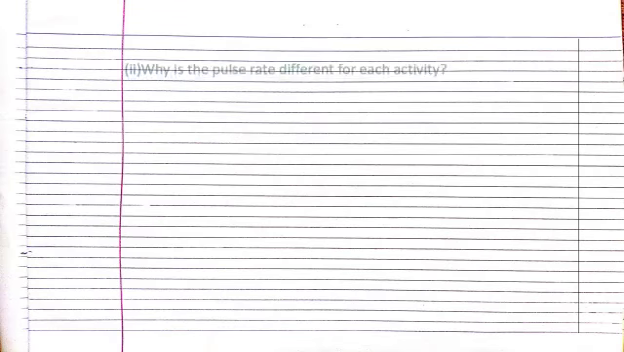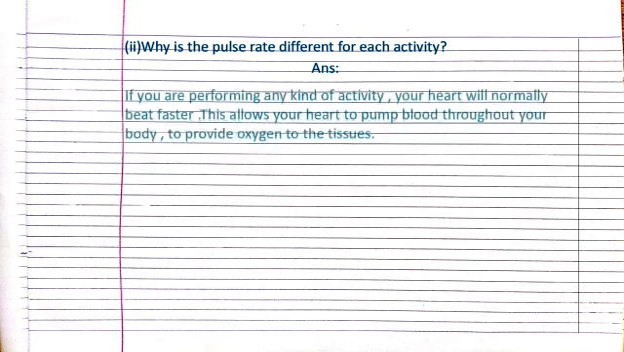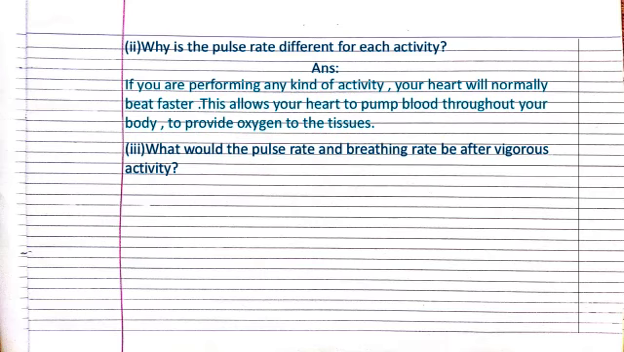Okay, now write question number 2, why is the pulse rate different for each activity? After that, write its answer. Then write question number 3, what should the pulse rate and breathing rate be after vigorous activity? After that, write its answer.